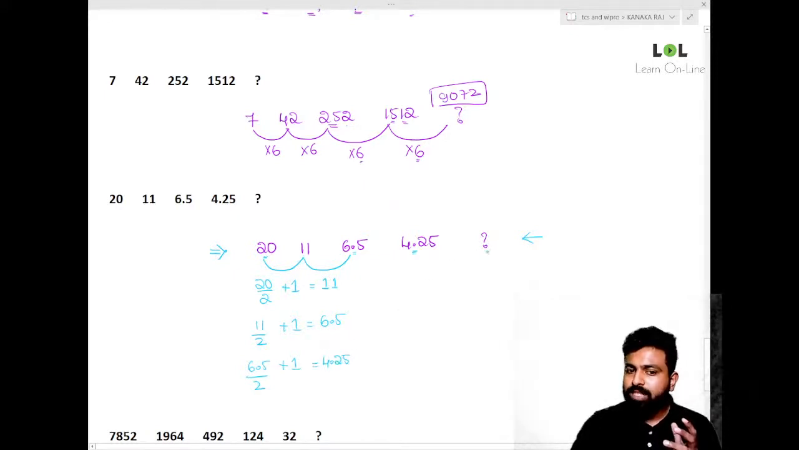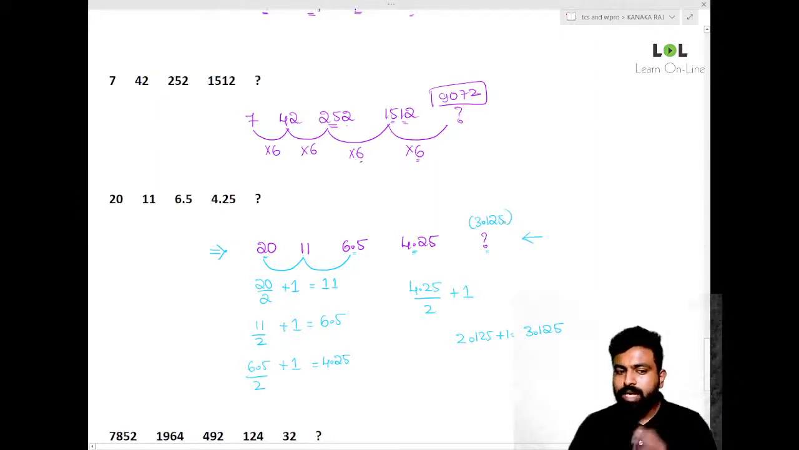So what should be my next term here? The next term will be 4.25 divided by 2 plus 1. 4.25 divided by 2 gives me 2.125, plus 1 gives me 3.125. That will be my final answer here. I hope this is clear to everyone.